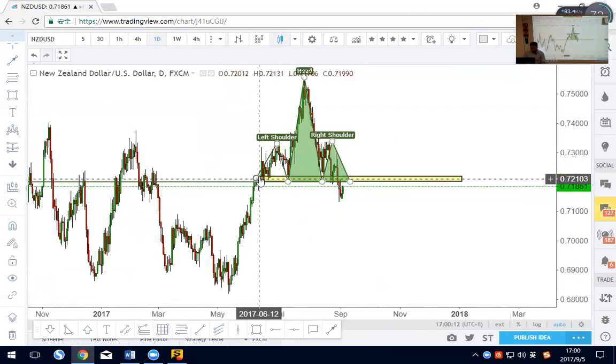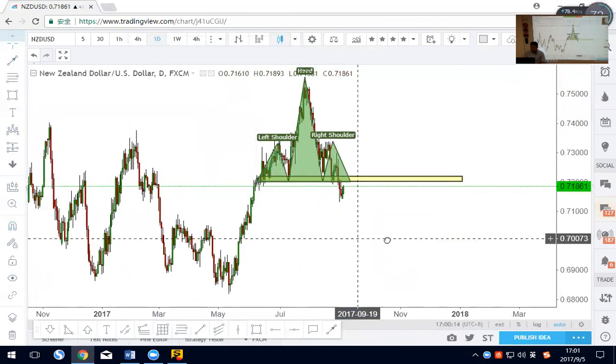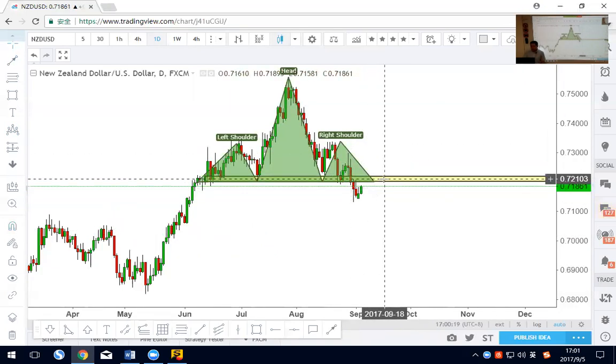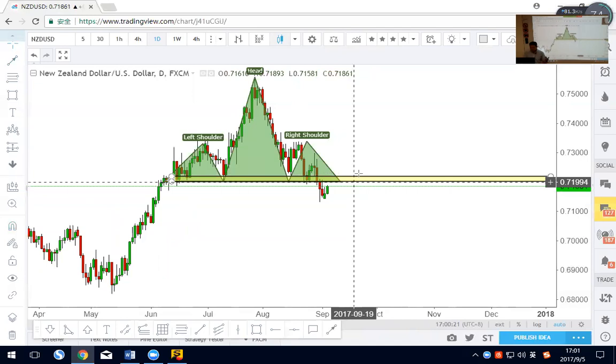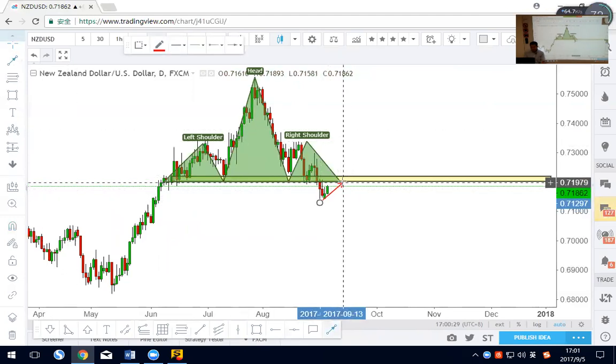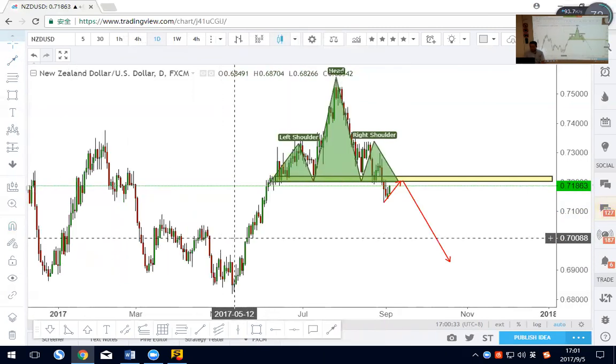Okay, so this will be the head and shoulder pattern, right? Essentially, right now it's pulling back to the neckline. So short the Kiwi about here, as long as the 0.72 holds there. It's actually a great place to short Kiwi on the pullback and have another sell. Okay, so that is Kiwi.